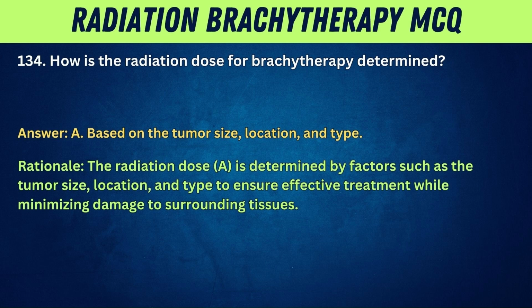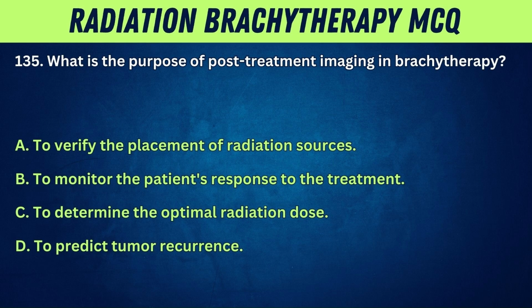Rationale: the radiation dose, A, is determined by factors such as the tumor size, location, and type to ensure effective treatment while minimizing damage to surrounding tissues. 135. What is the purpose of post-treatment imaging in brachytherapy? A. To verify the placement of radiation sources.